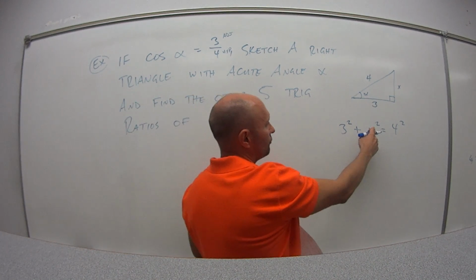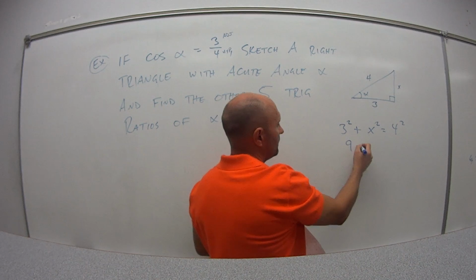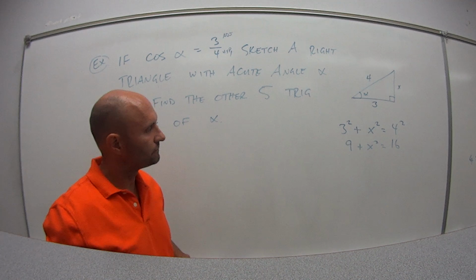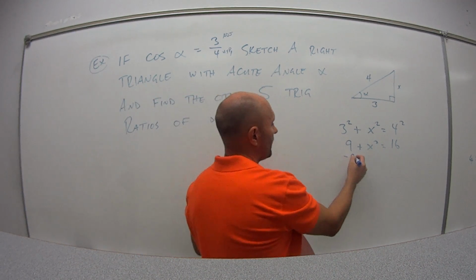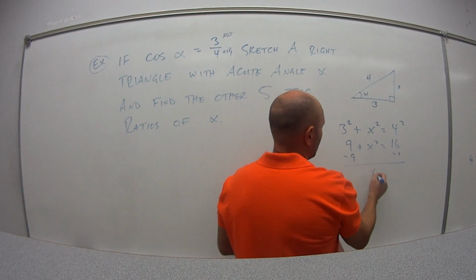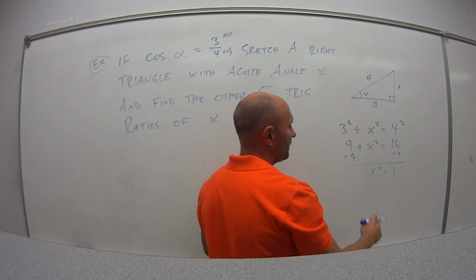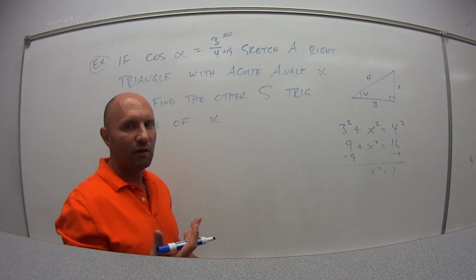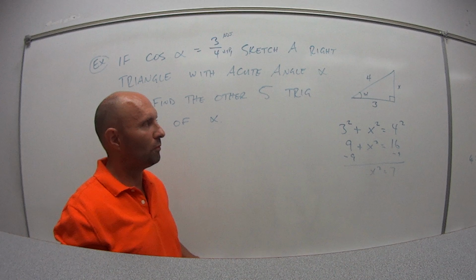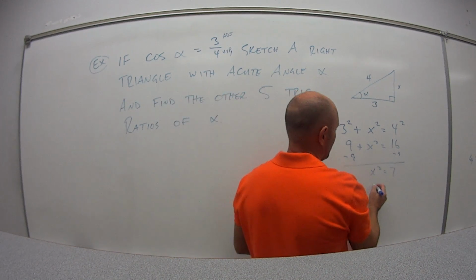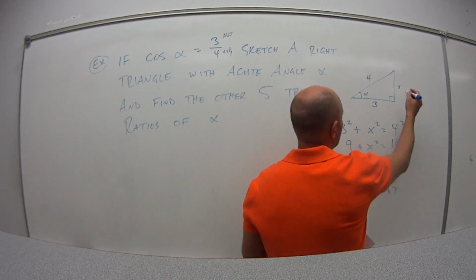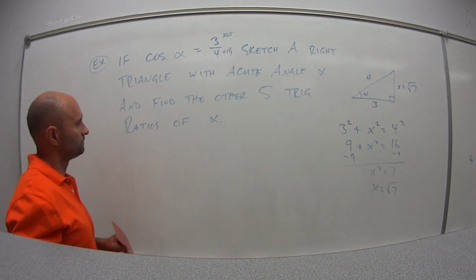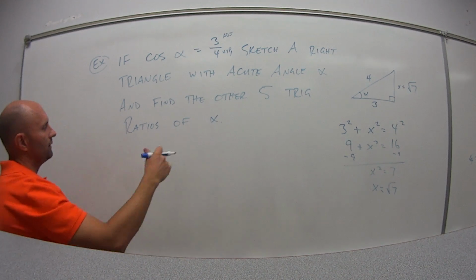So now I need to do algebra to figure out the value of x. So I have 9 plus x squared is 16. If I subtract 9 from both sides, I get x squared is equal to 7. And so if I take the square root, normally it would be the plus and minus values, but in this case we don't have a negative length of a triangle, so it's just going to be the positive value. So x is equal to square root of 7. So now we can figure out the other values.